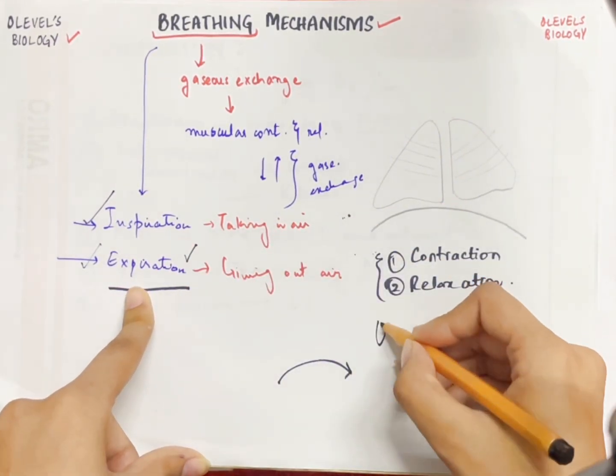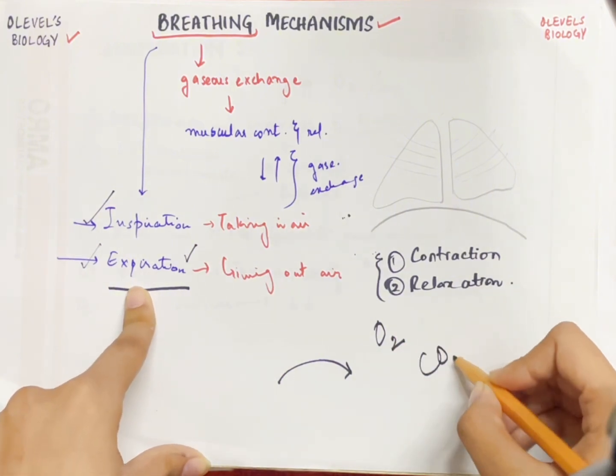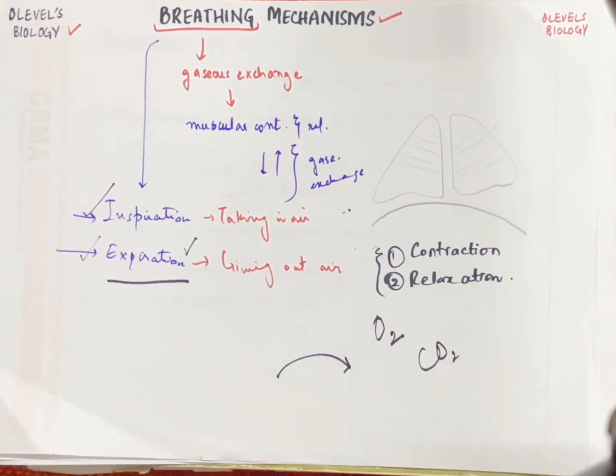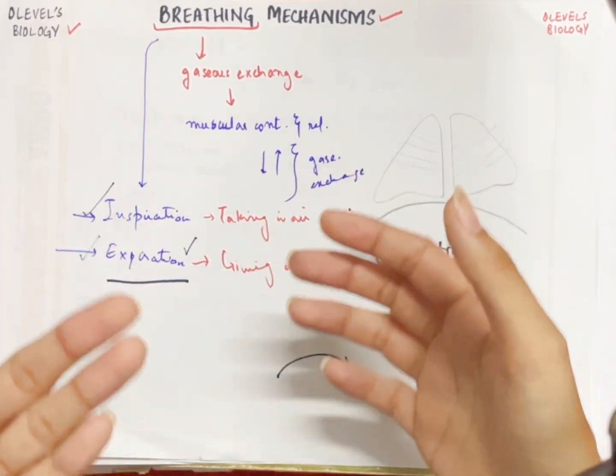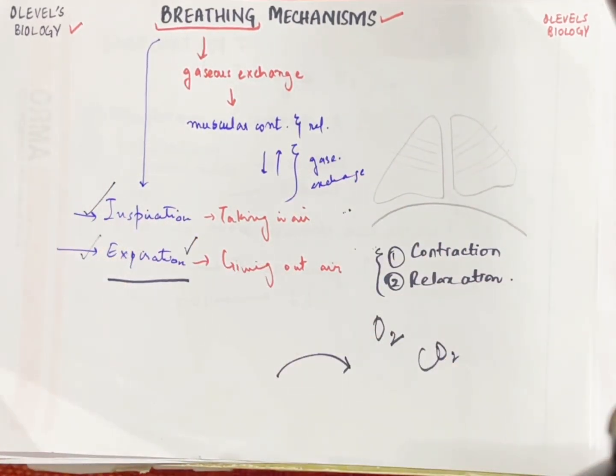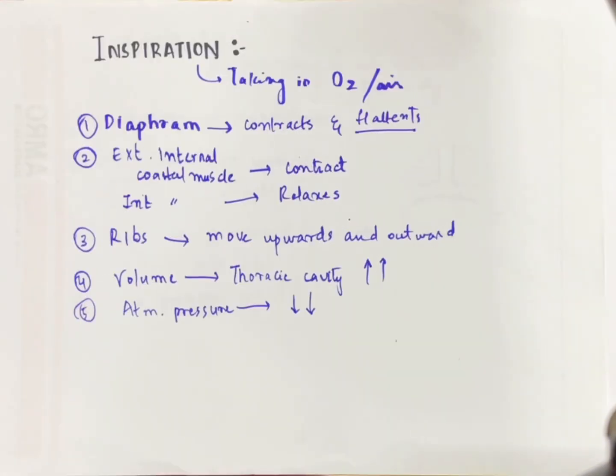Most human beings inspire oxygen and expire carbon dioxide. These are the two major processes. Let's talk about the difference, and how the breathing mechanisms and the organs work when inspiration takes place, and how they work when expiration takes place. Let's first talk about inspiration.